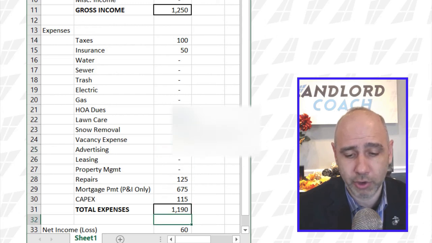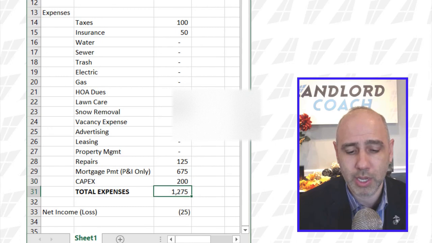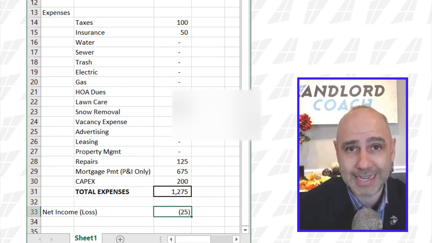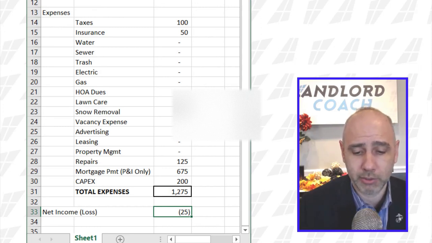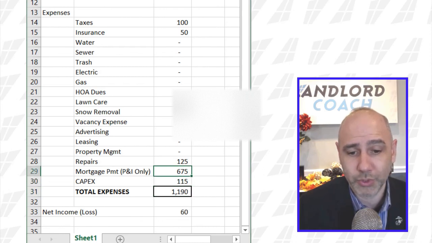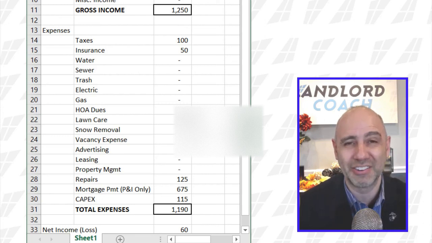Now, let's just say for argument's sake that we're going to bump up our capital expenditures to, say, $200. That brackets, anytime you have a bracket around a number, that would mean it's a negative number and that would be a loss. So from an accounting perspective, that's what that would mean. So we'll move this back to 115 and there you go. So that's the basics, right? I told you it wasn't all that complex. It really wasn't all that difficult.